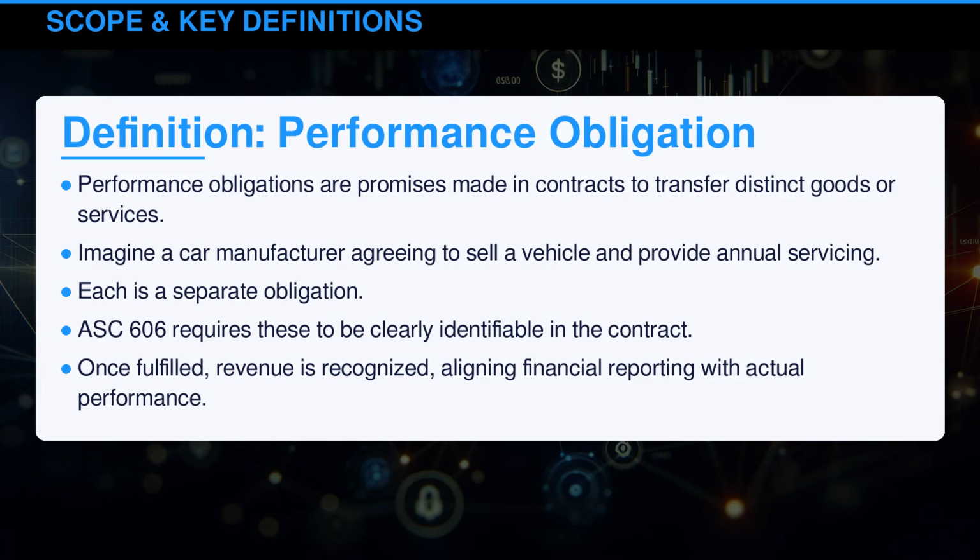Performance obligations are promises made in contracts to transfer distinct goods or services. Imagine a car manufacturer agreeing to sell a vehicle and provide annual servicing. Each is a separate obligation. ASC 606 requires these to be clearly identifiable in the contract. Once fulfilled, revenue is recognized, aligning financial reporting with actual performance.